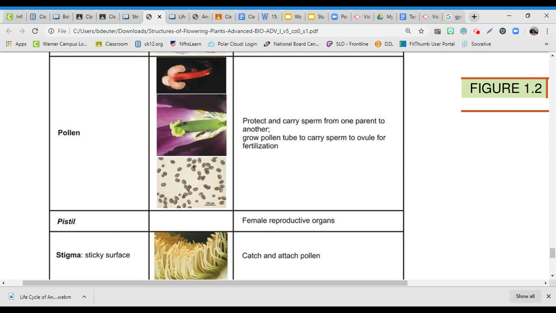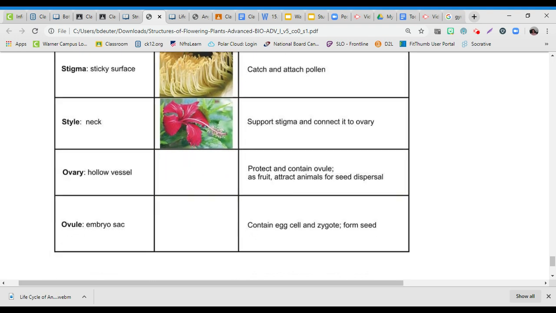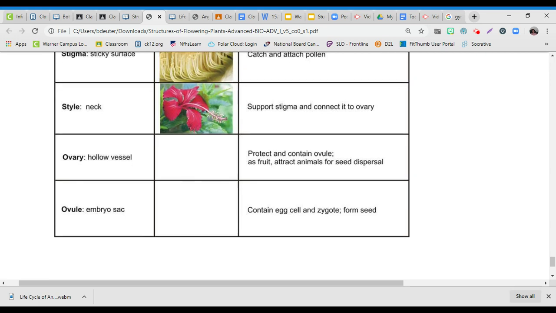Then we have our pistil, which is the female reproductive organ. It will have the stigma, which has a sticky surface to catch the pollen from the pollinators. The style, which is the neck, which the pollen will travel down. An ovary, which is a hollow vessel that contains the ovum. The ovum is actually what will get fertilized, and it's the female reproductive cell.